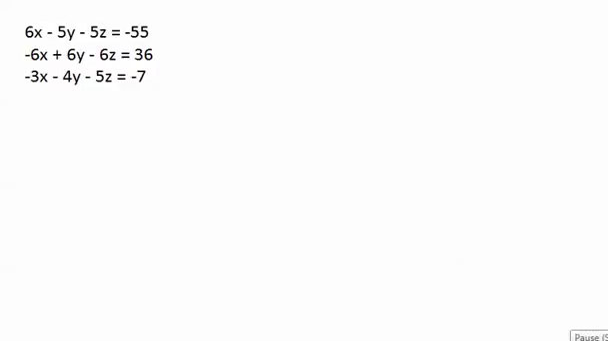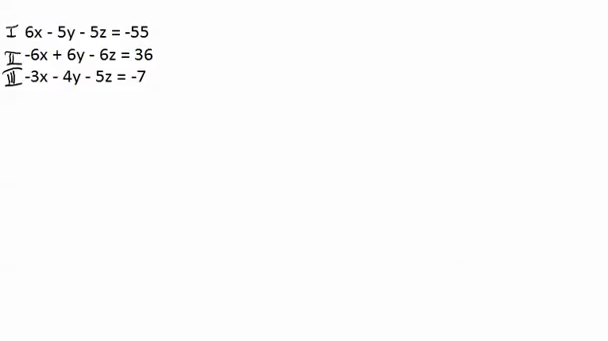We're going to solve this system of equations: 6x minus 5y minus 5z equals negative 55, negative 6x plus 6y minus 6z equals 36, negative 3x minus 4y minus 5z equals negative 7. And really the trick with these systems that have three equations and three variables is keeping things as organized as possible. So I'm going to label them with Roman numerals 1, 2, and 3 and decide my strategy to solve it.